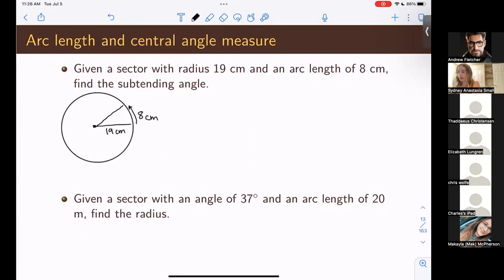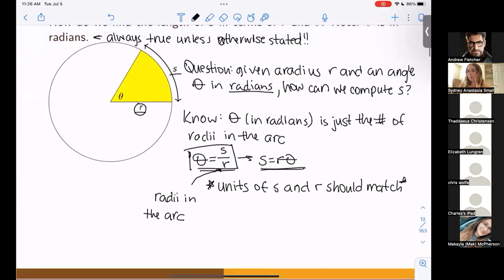Find the subtending angle. And that sounds like a big word. All it wants is theta. That is all it is asking for. The subtending angle is just the angle that produces a sector. That's all it is. And you will probably not see that word pop up too much, but if you do, it's what you think it is. It's the angle that we talked about on the page prior.